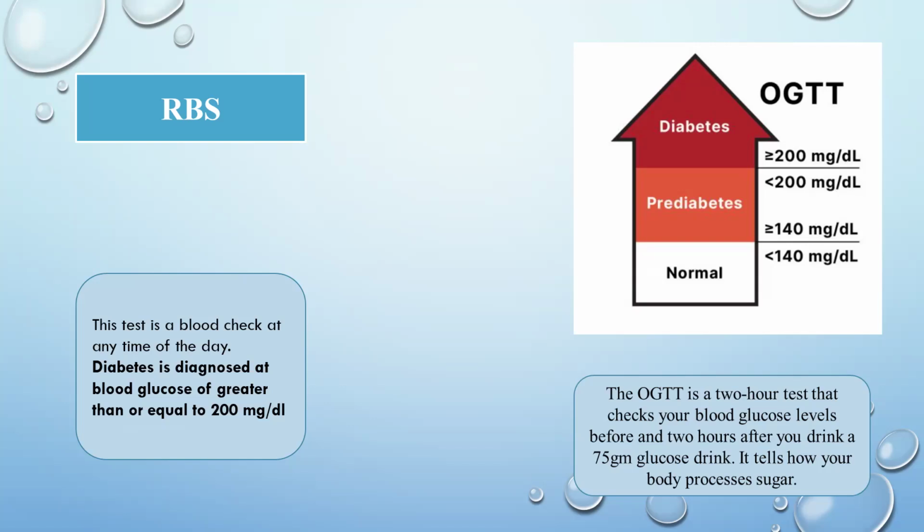Coming to the oral glucose tolerance test, the OGTT is a 2-hour test that checks your blood glucose level before and 2 hours after you drink a 75-gram glucose drink. It tells how your body processes sugar. If after 2 hours the blood glucose is less than 140 mg per dl, it is considered normal. If it is between 140 and 200 mg per dl, it is considered pre-diabetic, and levels greater than 200 are considered diabetic.